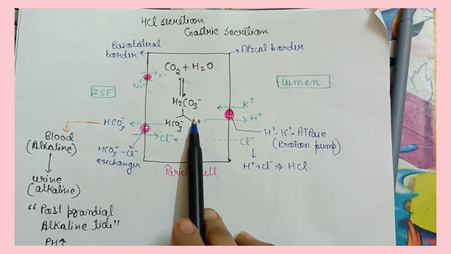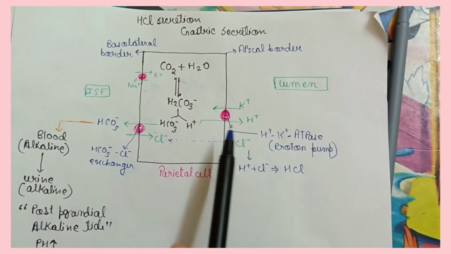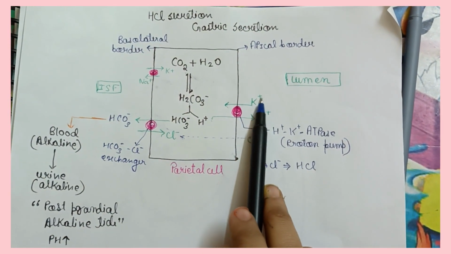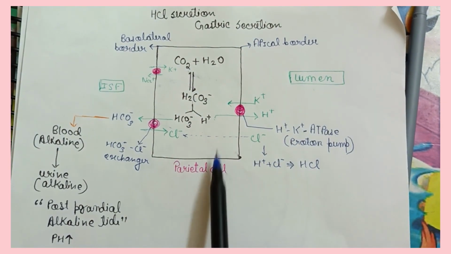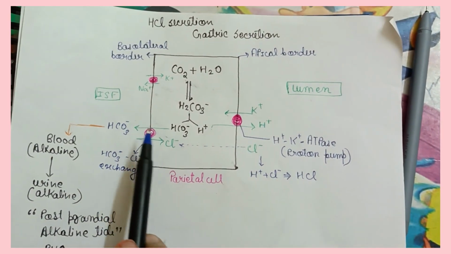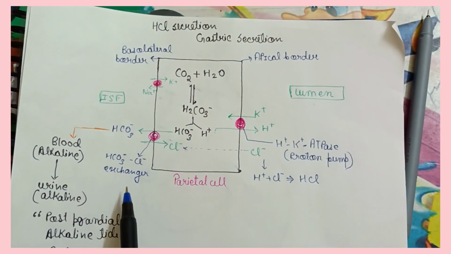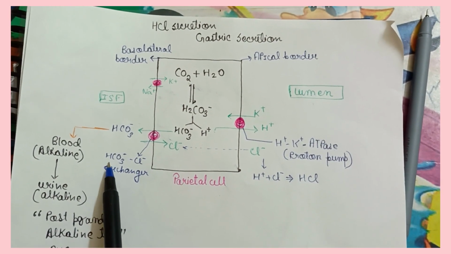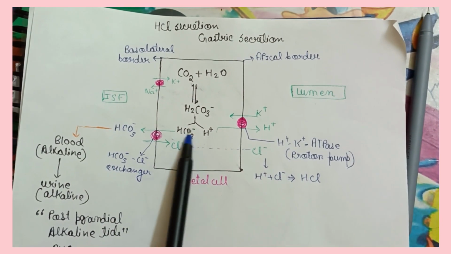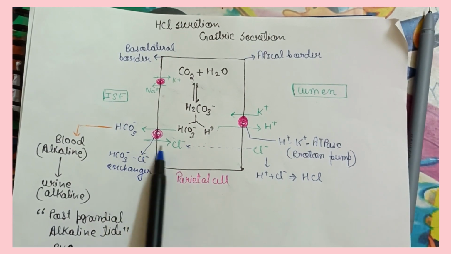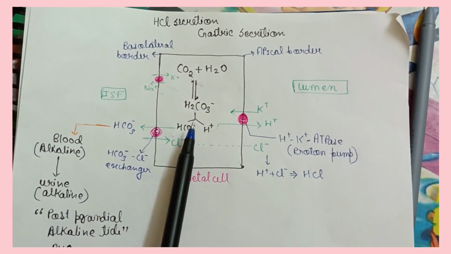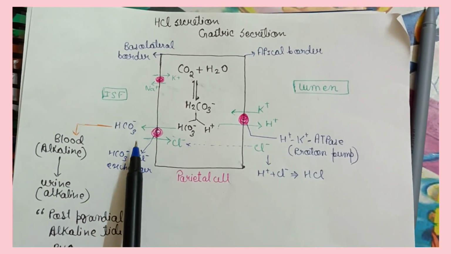From here, this hydrogen ion moves out of the parietal cells with the help of the H plus K plus ATPase proton pump. Here, potassium ion moves inside the parietal cells and hydrogen ion moves out of the parietal cells into the lumen. At the same time, on the basolateral border, another pump is present, known as the HCO3-Cl exchanger. With the help of this exchanger, the bicarbonate ion moves out of the parietal cell and the chloride ion moves inside the parietal cell.